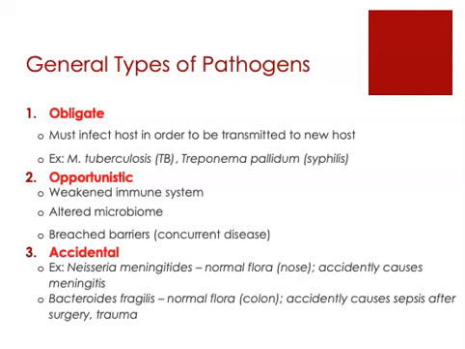Another good example of an accidental pathogen is one called Bacteroides fragilis. This is an organism that normally lives in the colon and doesn't cause any disease. But it can accidentally lead to disease if it is released out of the colon. So during surgeries on the colon, or during trauma, if the colon is perforated, if Bacteroides fragilis gets out into the cavity of the abdomen, it can lead to peritonitis and significant sepsis.